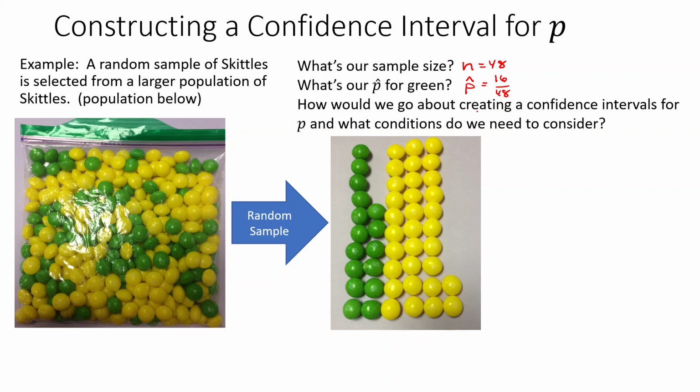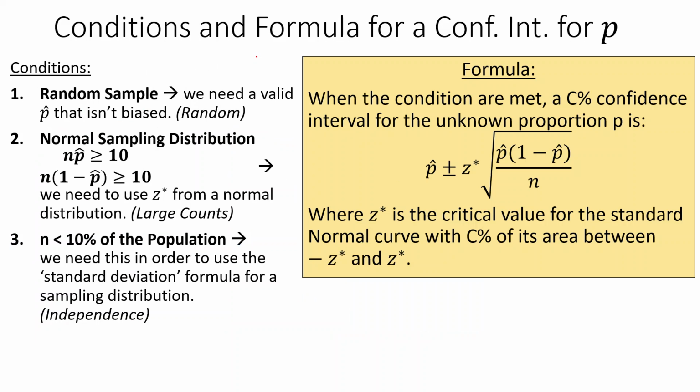That's fine. How would you go about creating a confidence interval for p, and what conditions do we need to consider? We need a sampling distribution to make a confidence interval, and we need that sampling distribution to be normal. We need to make sure our sample's not biased, so it needs to be a random sample. And we need all of our samples to be independent for it to actually be a sampling distribution, so we need to make sure our sample size is less than 10% of our population. Here are those conditions right here.